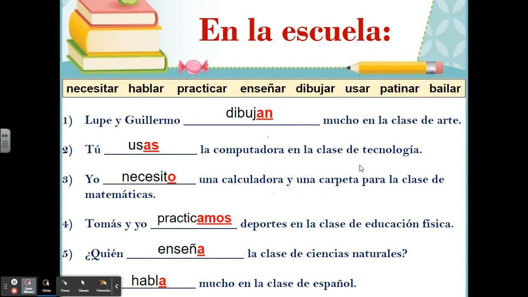¿Quién enseña la clase de ciencias naturales? Oh, this might have been hard because I don't think y'all know necesitar and enseñar. But it's not really that difficult because the same way you Google dumb TikTok things, you could have Googled necesitar and would have known that's need. I don't feel bad for you.